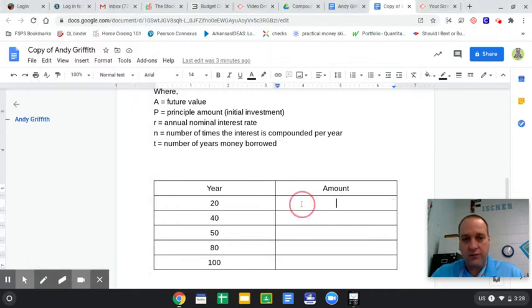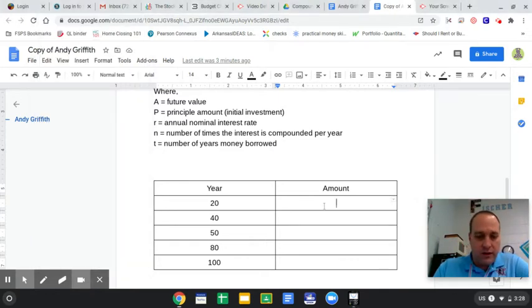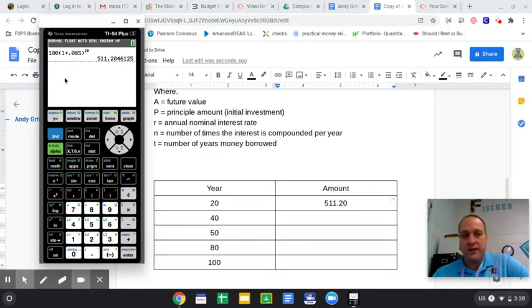So right here, after 20 years, it is $511.20. So that's what you would write there, $511.20. Okay? Now, you just put the exact same formula in the calculator, only instead of putting a 20 there, you put a 40. Write the answer down. Put a 50. Write the answer down. 80. Put the answer down. And then 100. Put the answer down.